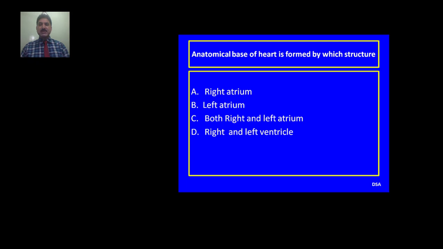Anatomical base of the heart is formed by which structure? Right atrium, left atrium, both right and left atrium, right and left ventricle. C is the correct option. It is formed both by right and left atria.